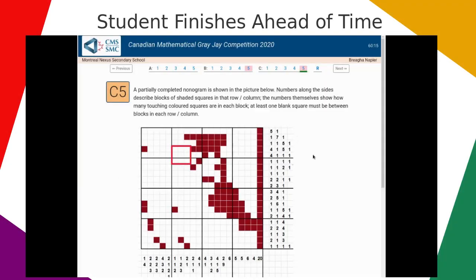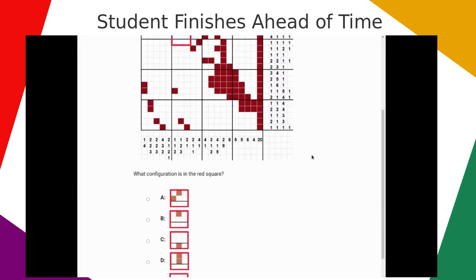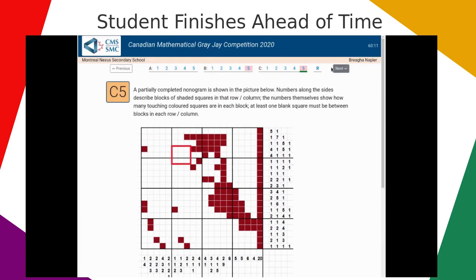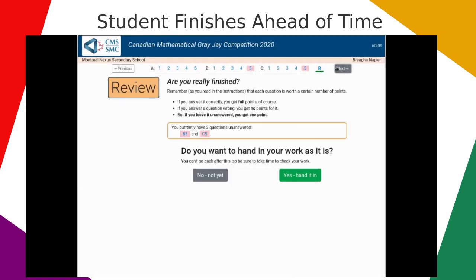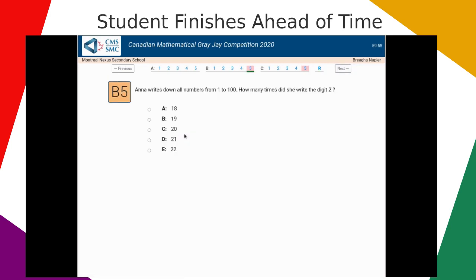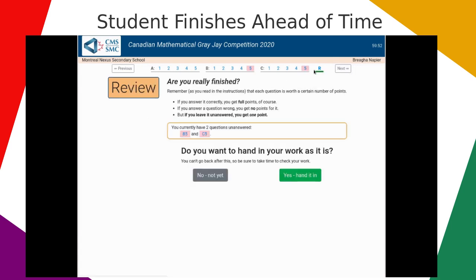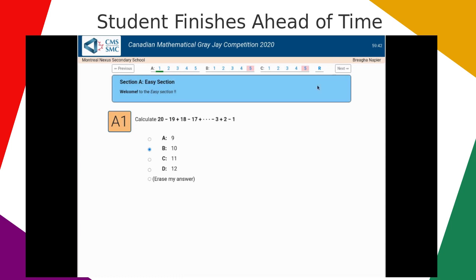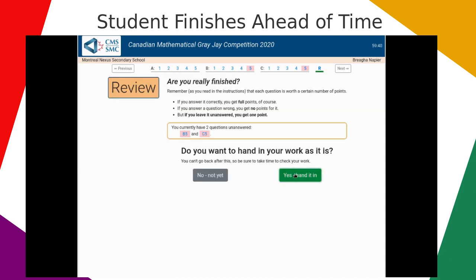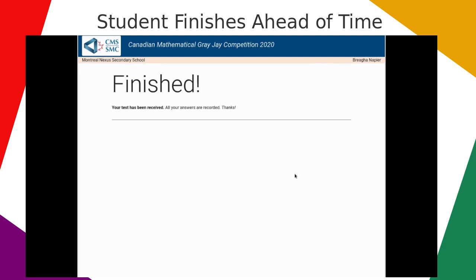Often some students may finish ahead of time. A student ready to hand in the questions will get to the review page. It's the R in the top navigation bar. This page summarizes which questions are still unanswered, as a warning, so the student either intends to leave them blank or goes back to work on them. In this case, questions B5 and C5 are left unanswered. But this student is happy with that. So she clicks Hand it in.